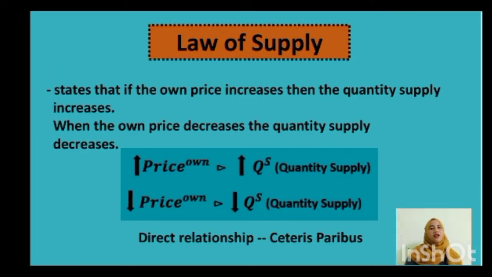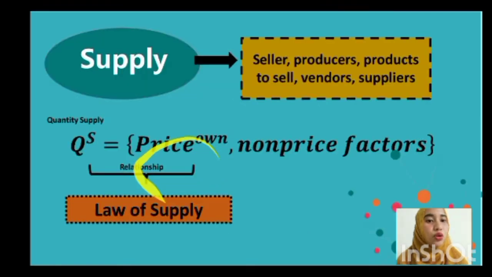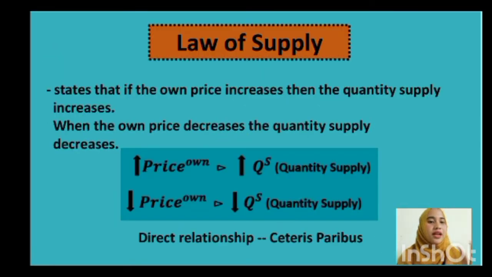The law of supply states that if the own price increases, the quantity supply increases. When the own price decreases, the quantity supply decreases also. So what does that mean? We have here a diagram. If the price of goods held by the supplier goes up, then the quantity supply must also increase. So we have a direct relationship of the own price and the quantity supply.